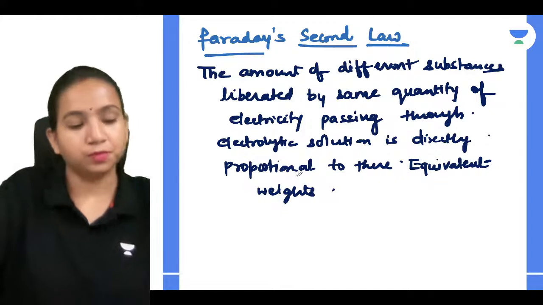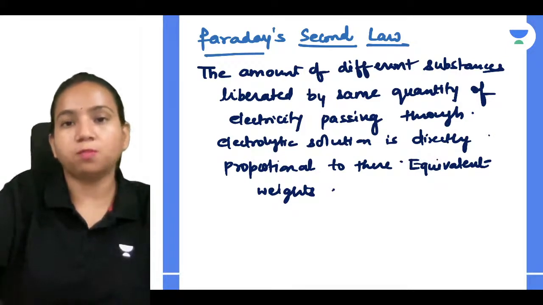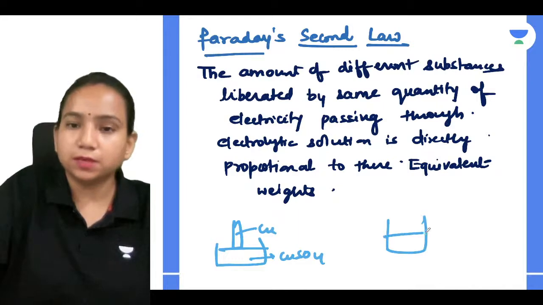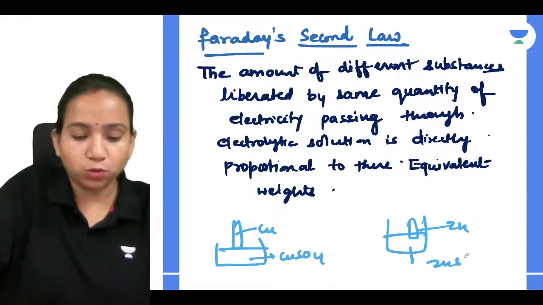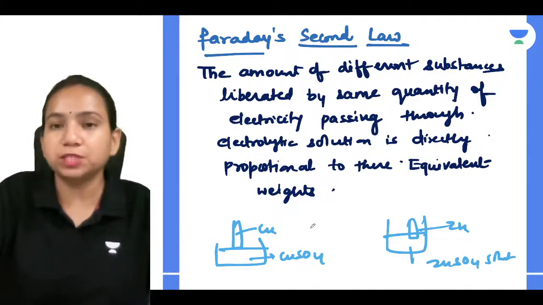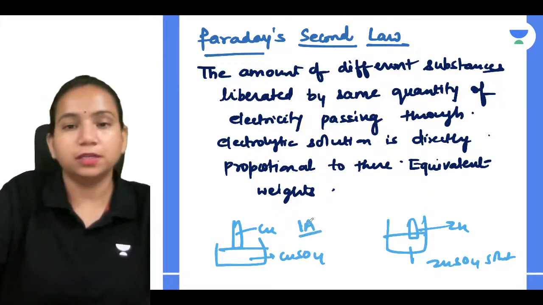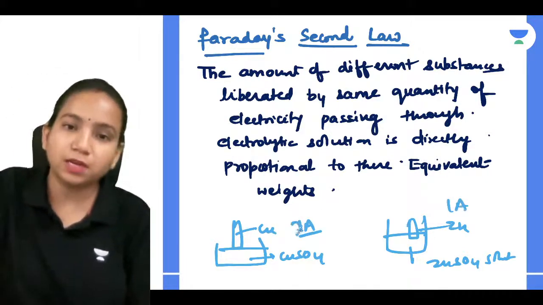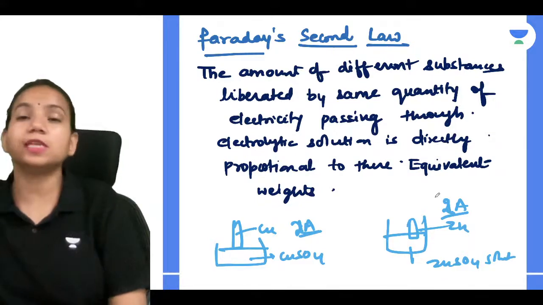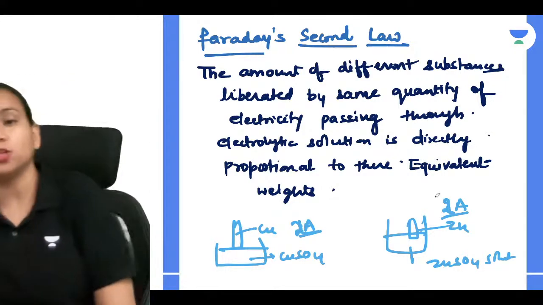Like how you can understand, it's very simple, right? Suppose you have the same quantity of electricity, and you have copper dipped in a copper sulfate solution, and zinc dipped in ZnSO4 solution. They both are different substances, but for both of them you're passing the same electricity. So you're passing 1 ampere current to both of them, or say 2 ampere current to both of them. Whether the substances are different, no problem, right? So the amount of different substances liberated by the same quantity of electricity passing through an electrolytic solution is directly proportional to equivalent weights.